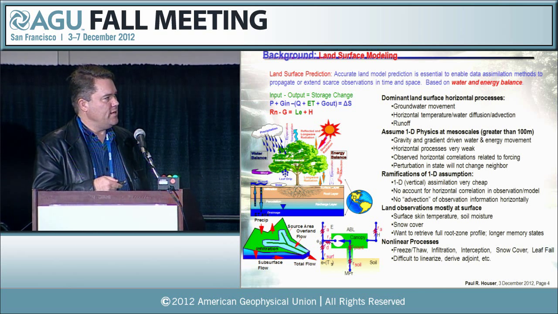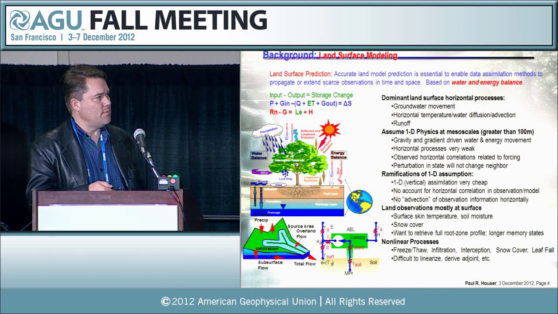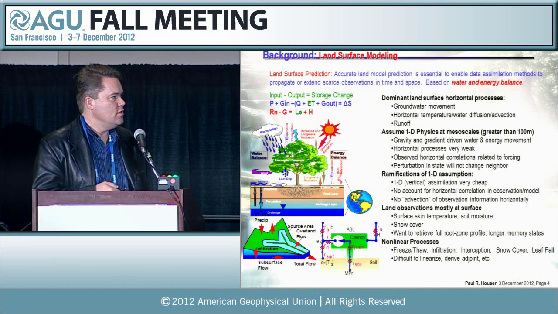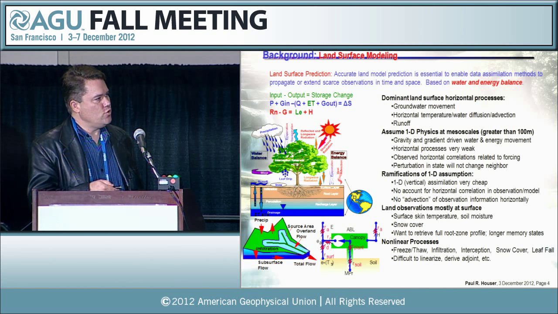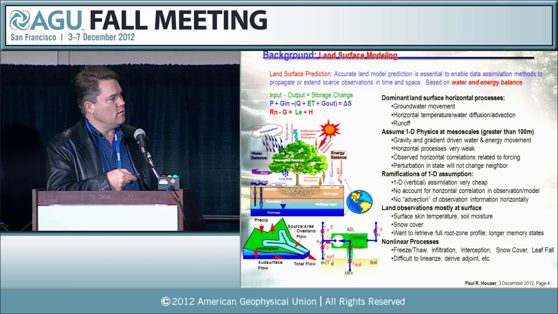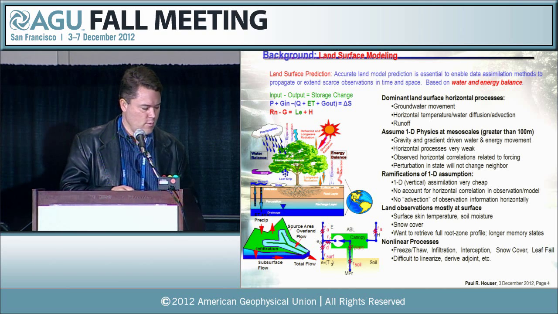Another interesting piece of doing land assimilation is that most observations are at the surface. We have surface skin temperature, soil moisture, snow cover, but we want to retrieve the full profile. So we get observations at the surface and we want to retrieve the entire profile, and that can get quite tricky.